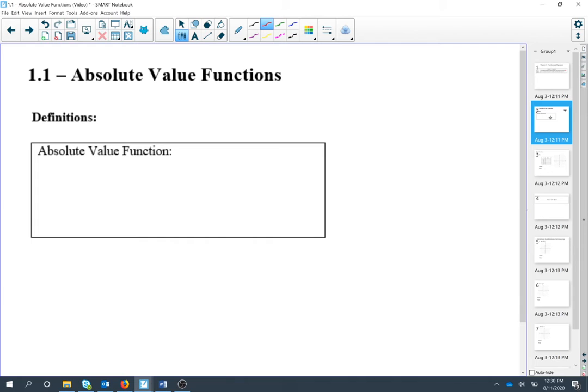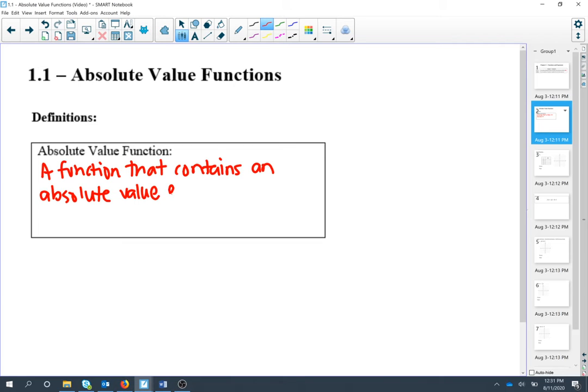So 1.1 is absolute value functions. Starting out, an absolute value function is a function that contains an absolute value expression.